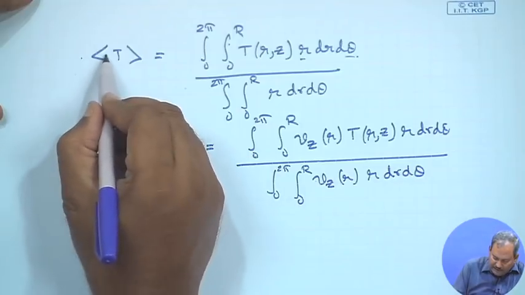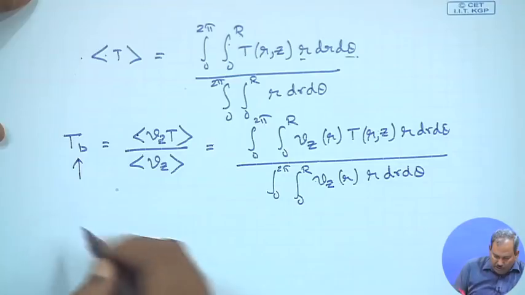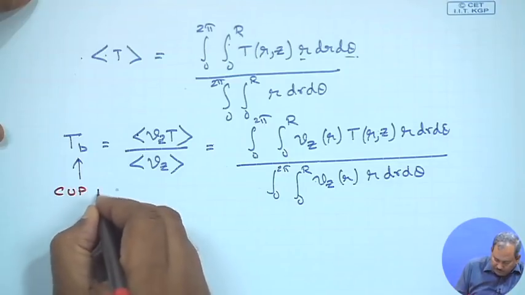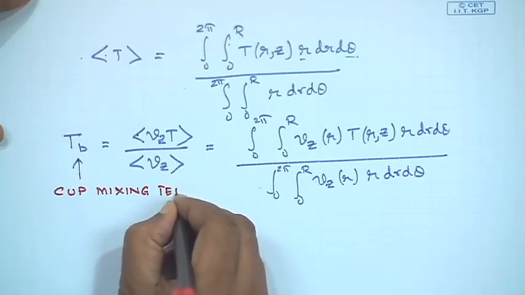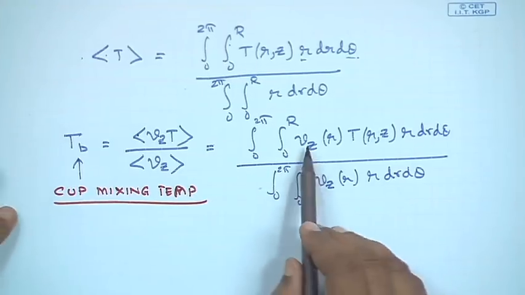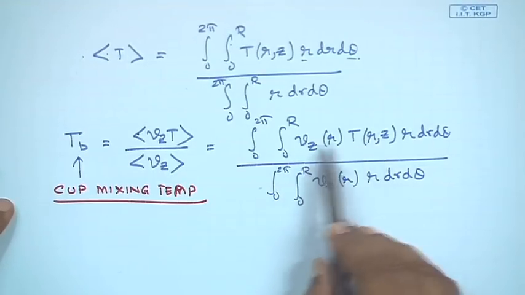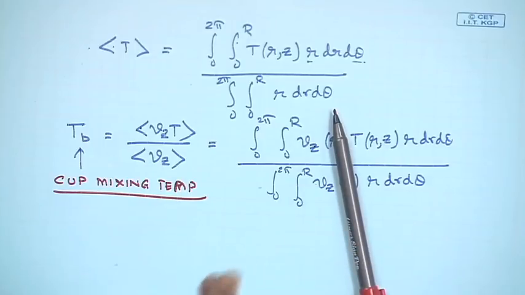So, this is the area average temperature, and this one is called the cup mixing temperature, which is most commonly used in heat transfer. Since I have multiplied velocity, brought in velocity in here, the cup mixing temperature is the temperature.